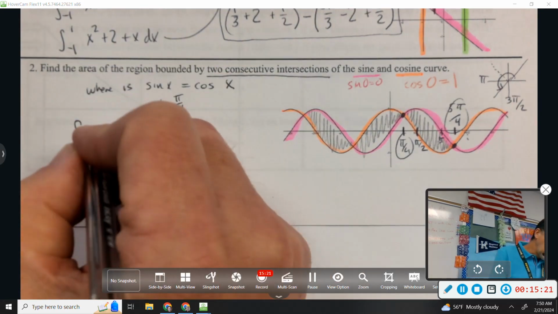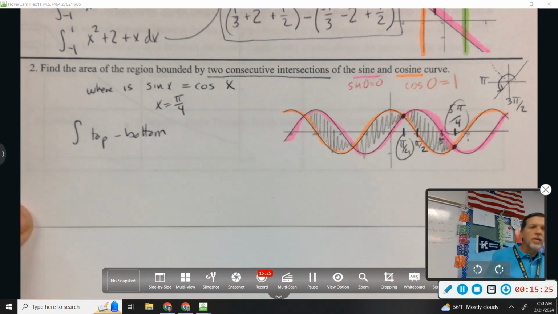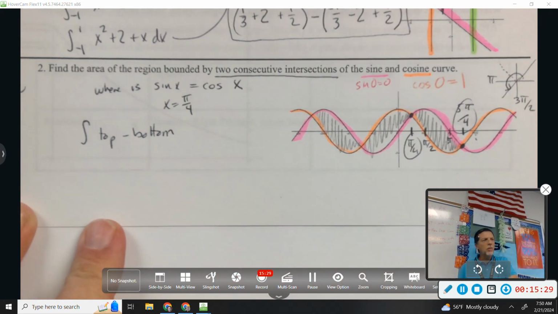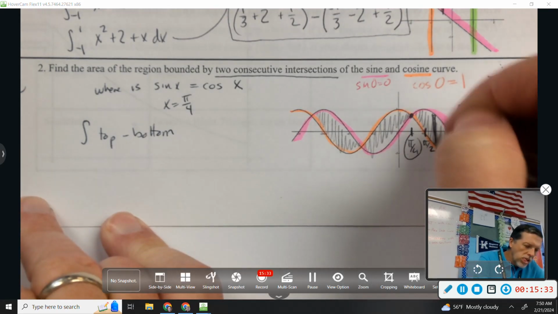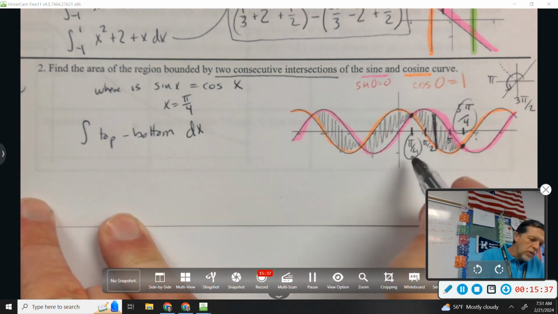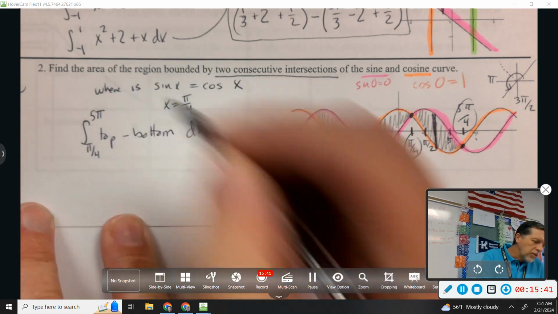So antiderivative. All right, top minus bottom one more time. A lot of times once you get rolling, you don't do that. Is this dx or dy? Dx, which means my limits need to be x limits, but that's what we just found. Pi over 4 to 5 pi over 4.